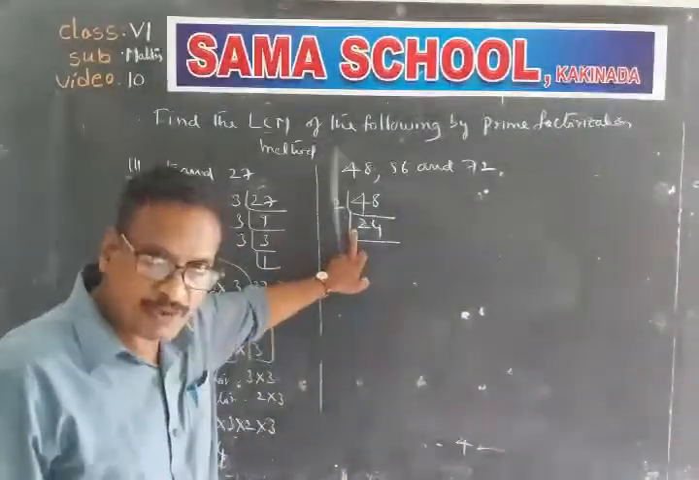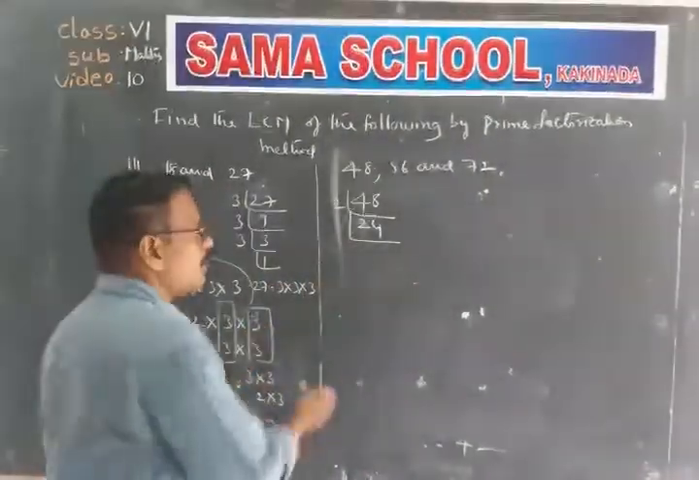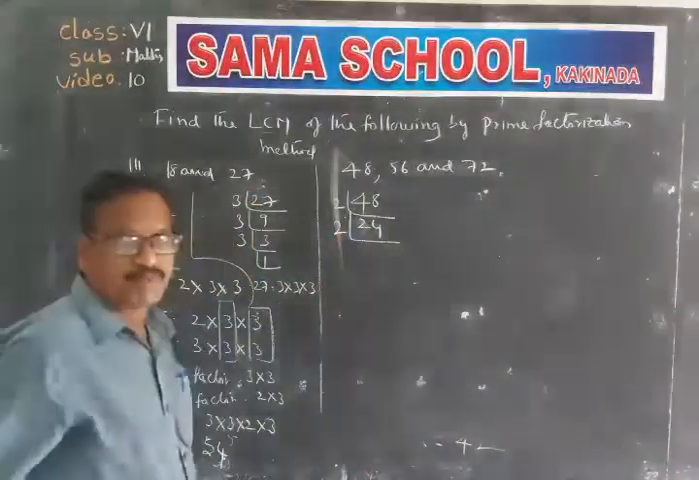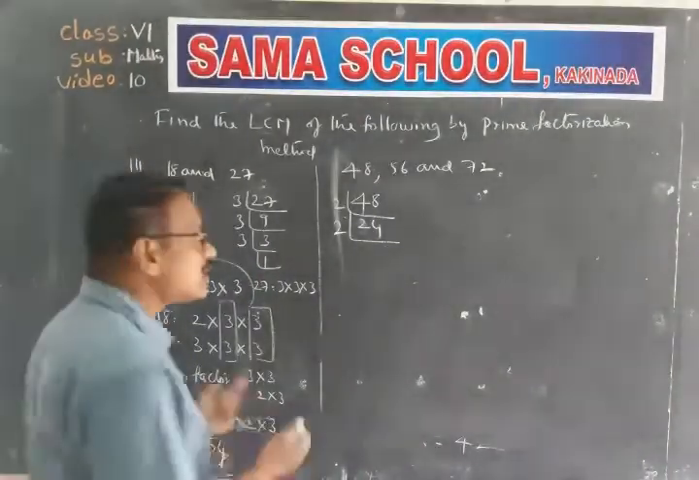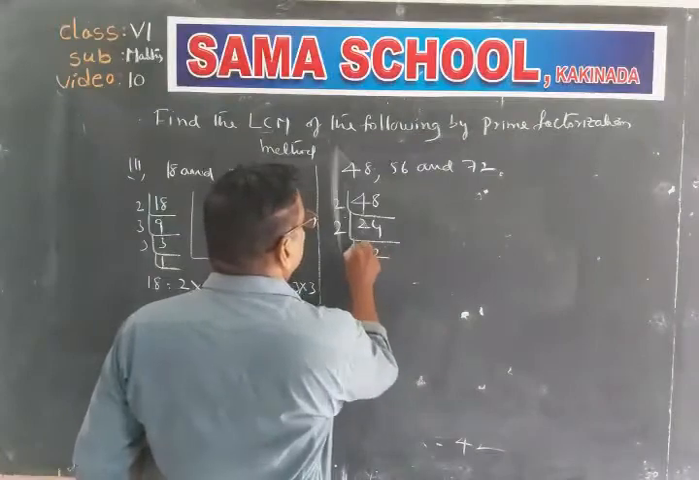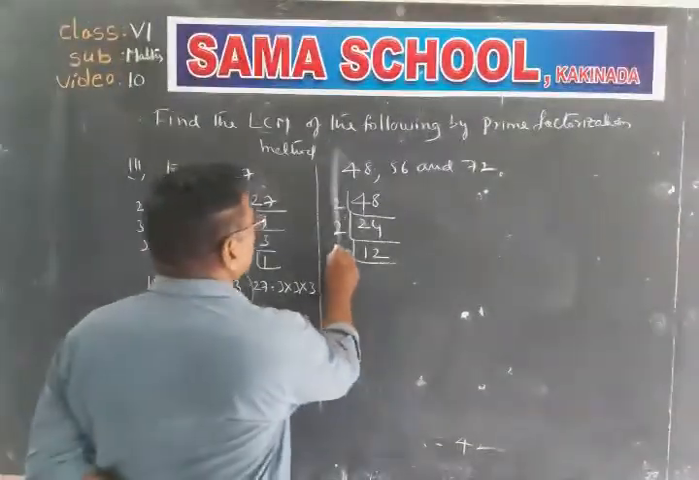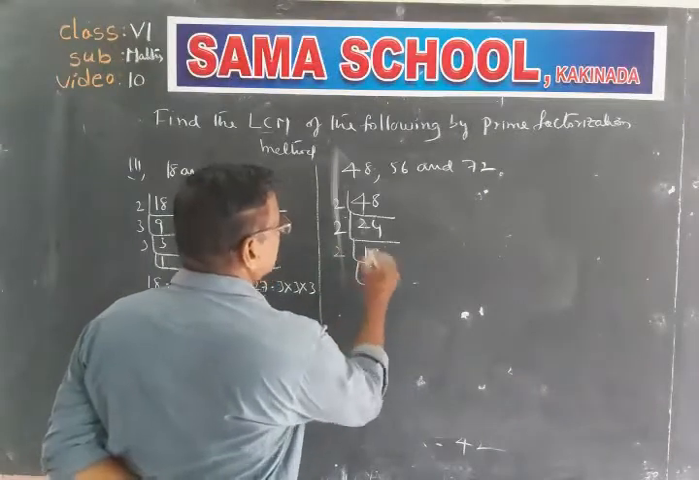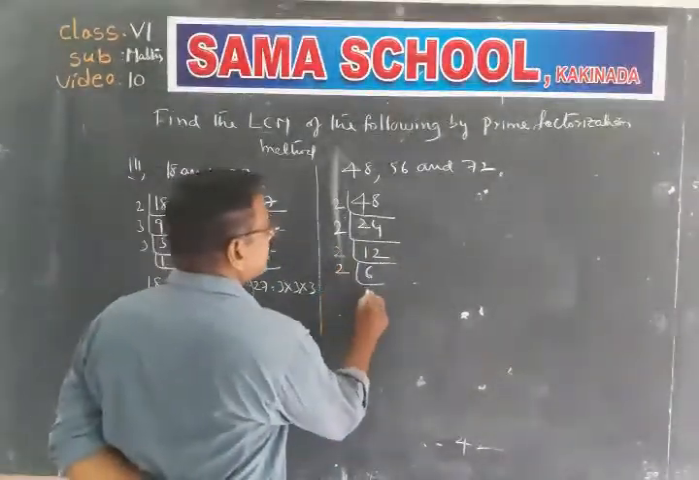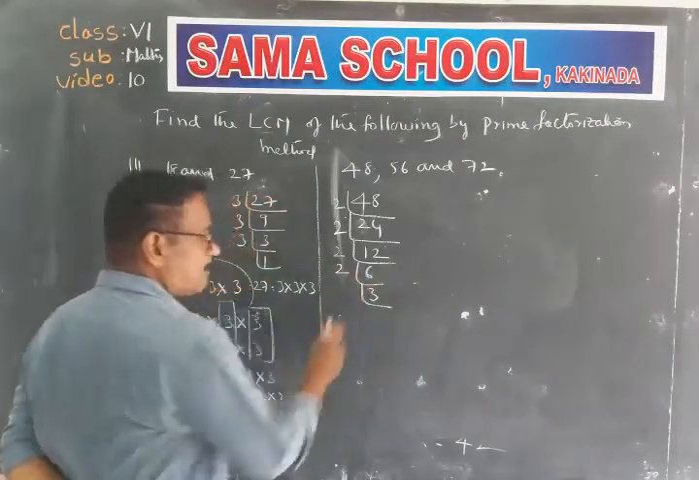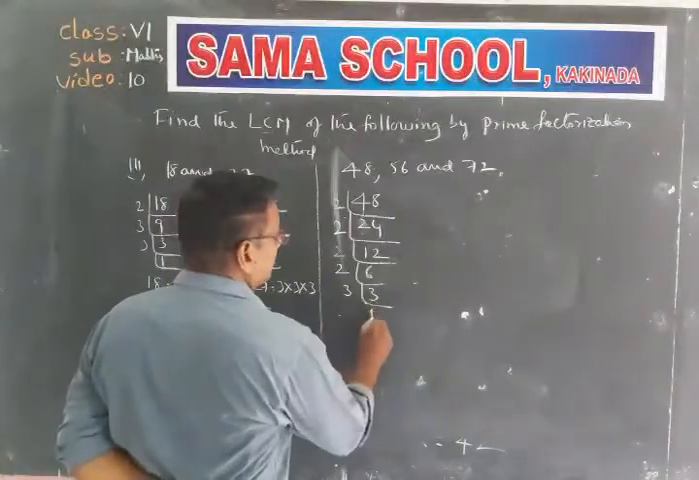Again, for the next number, 24, take the least prime factor. 2 is a prime number, 3 is a prime number. Any can be taken, but take the least prime number 2. 2, how many times is it divisible in 24? 12 times. 2 12s are 24. Okay. Again take 2. 2 6s are 12. Again 2. 2 3s are 6. 2, how many times divisible in 6? 3 times. Now what is the number? 3. 3 1s are 3.